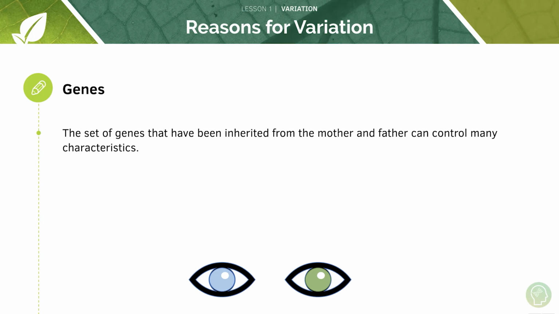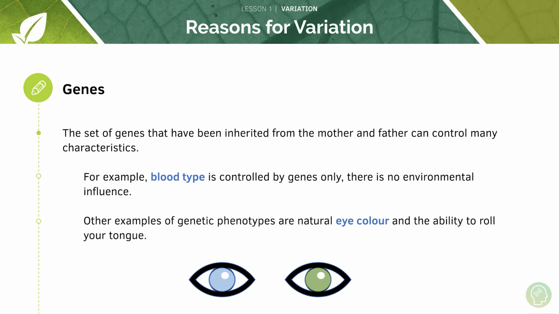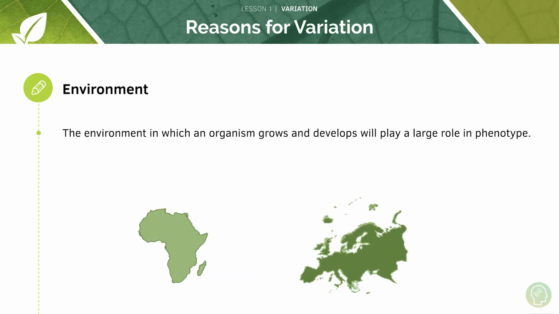So the set of genes that have been inherited from the mother and father can control many characteristics, as we've seen in previous tutorials. So, for example, blood type is controlled by genes only, so there is no environmental influence. Other examples of genetic phenotypes are natural eye colour and the ability to roll your tongue. So by a genetic phenotype, we mean a phenotype that is influenced only by genetics, not by environment as well. Now, the environment can also play a large role in phenotype presentation. So, for example, an accent is controlled solely by the environment.